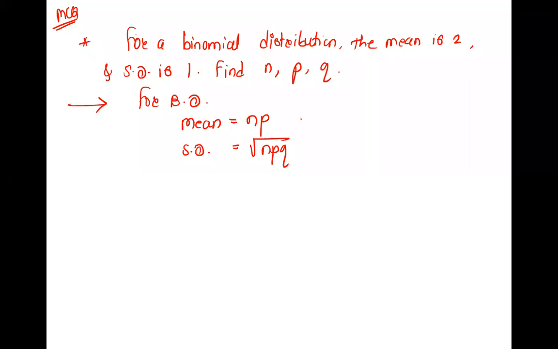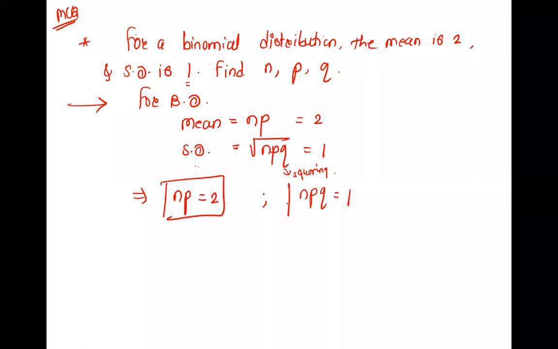Mean is 2, and standard deviation is 1. Means we get NP is 2 and root NPQ is 1. So taking squares of this, what is NPQ? 1. 1 square is 1. So we get that. If you want, you write here squaring. Okay, these two equations we have with us.